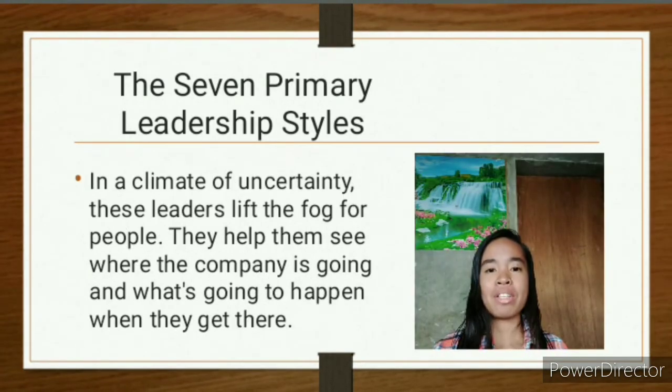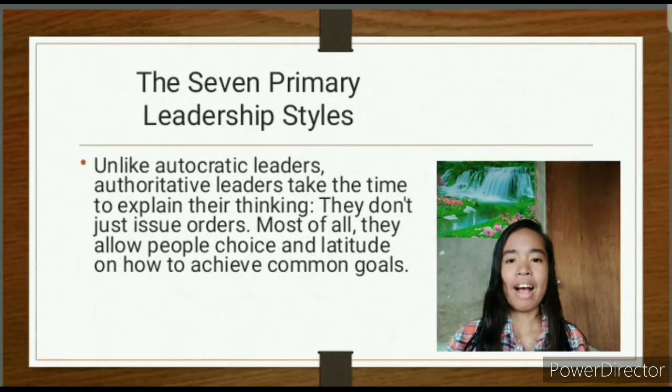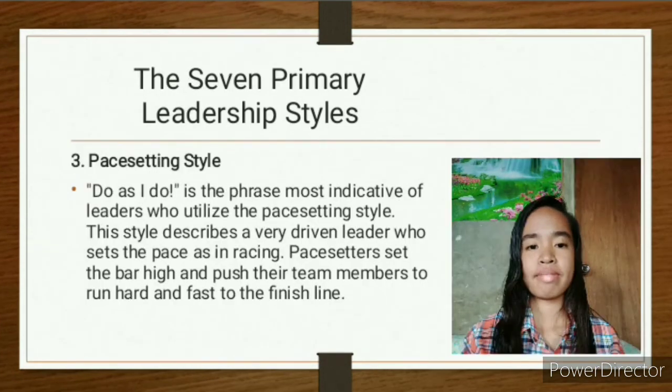In a climate of uncertainty, these leaders lift the fog for people. They help them see where the company is going and what's going to happen when they get there. Unlike autocratic leaders, authoritative leaders take the time to explain their thinking. They don't just issue orders. Most of all, they allow people choice and latitude on how to achieve common goals.